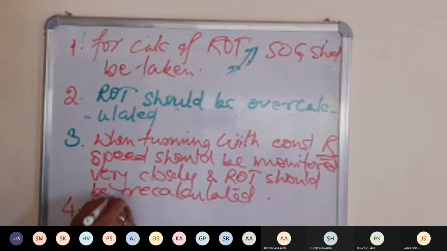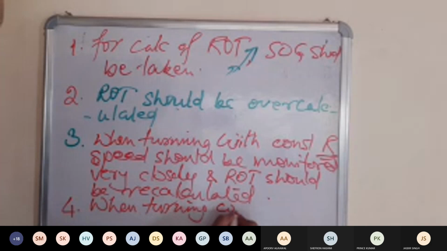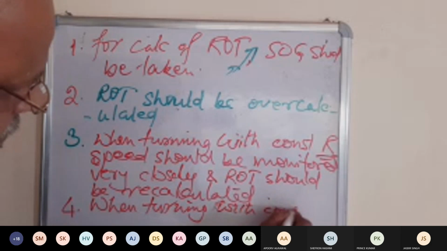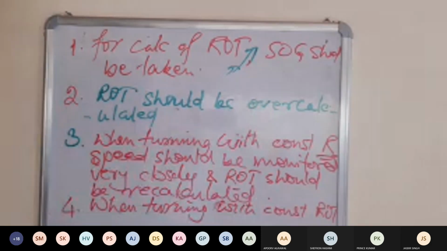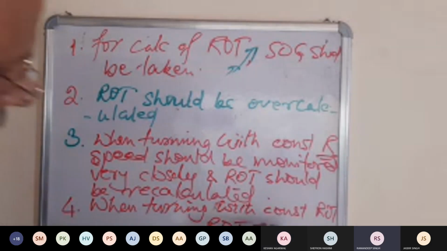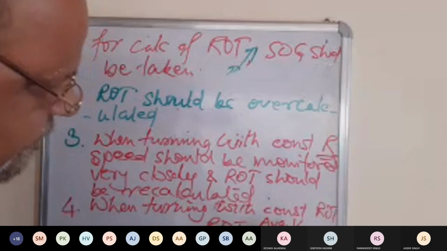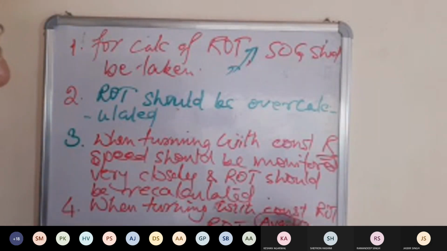Point number 4, when turning with constant ROT, monitoring should be done properly because we are taking, यहाँ पे अगर ROT is equal to क्या है यहाँ पे, when turning with constant ROT is equal to... Sir, V upon R. Average speed upon R. Yes, average V divided by R. So this average is an estimation only.